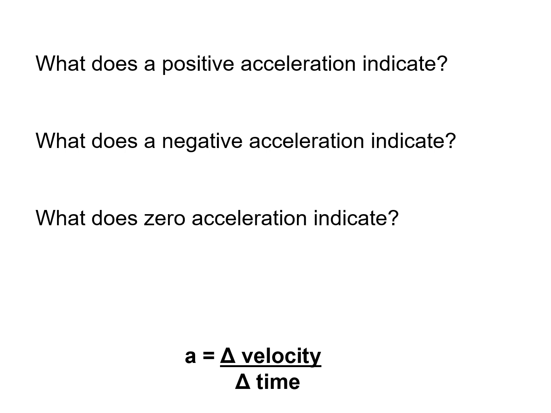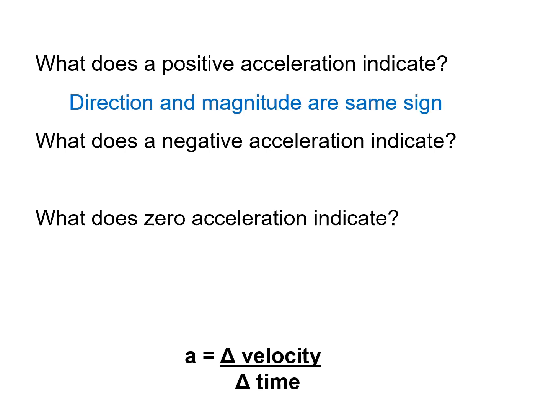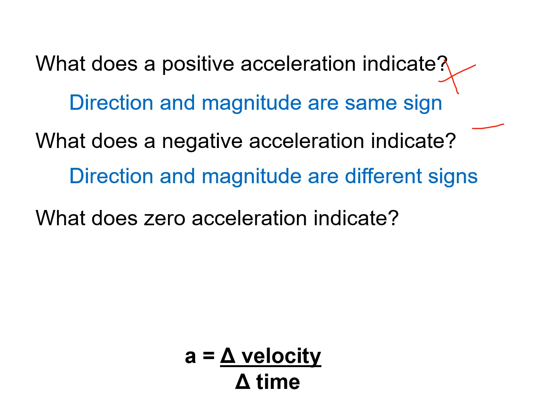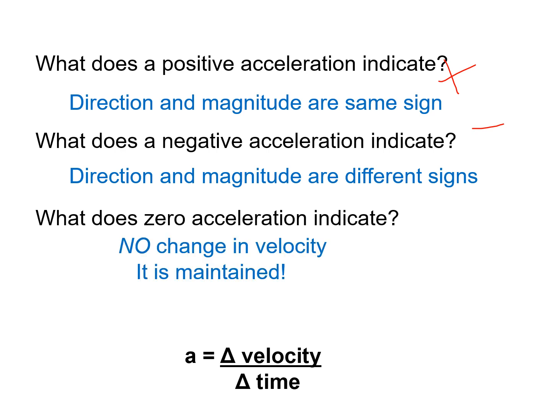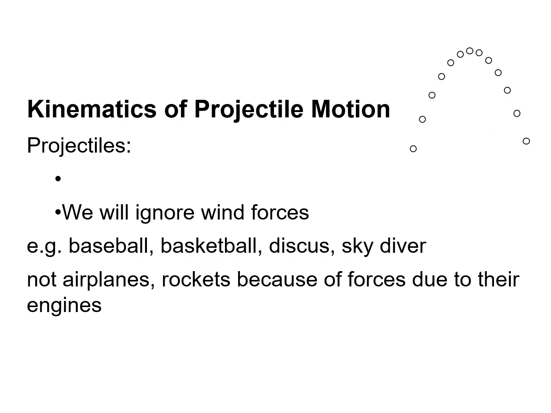So what does a positive acceleration tell us? Direction and magnitude are the same sign. They're either both positive or both negative. What does a negative acceleration tell us? Direction and magnitude are different signs. And zero acceleration indicates no change in velocity. That velocity is maintained. So now let's look at projectile motion.